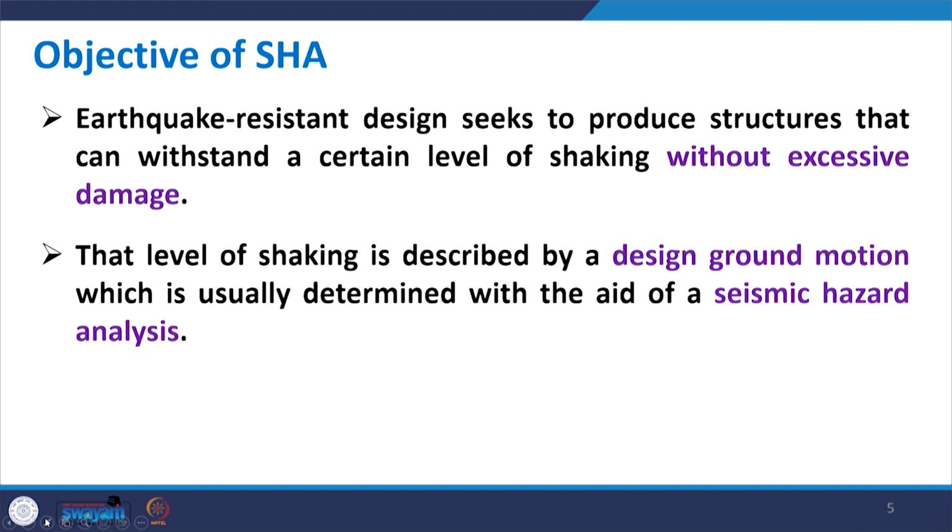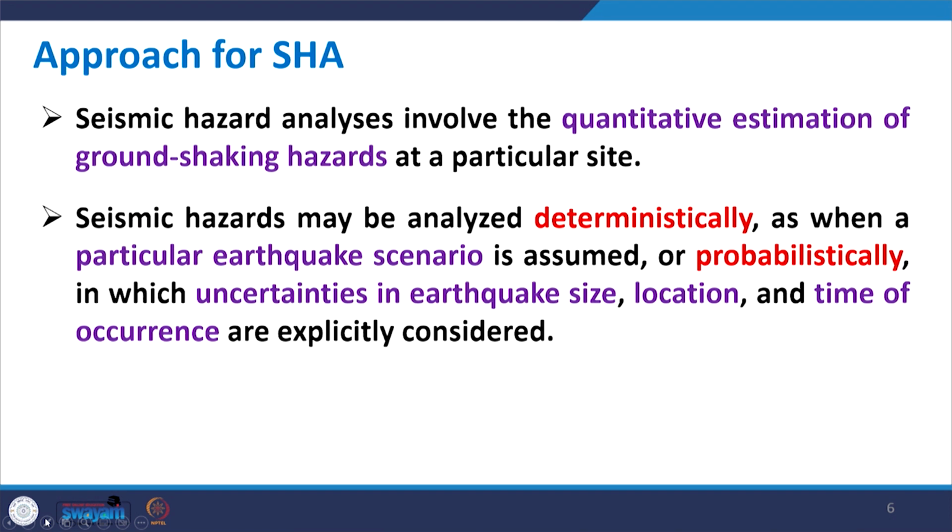So, the most important objective is that you want to have a design ground motion, and for that you need to carry out seismic hazard analysis, which we are going to talk about today. Now, what are the approaches for SHA, that is seismic hazard analysis? Naturally, our objective will be to quantify things rather than only qualitative, that is, a quantitative estimation of ground shaking hazards at a particular site. When we say quantify, the simple meaning is that whether one site is more hazardous and another is less hazardous, but that should come in some numbers rather than saying more or less only.